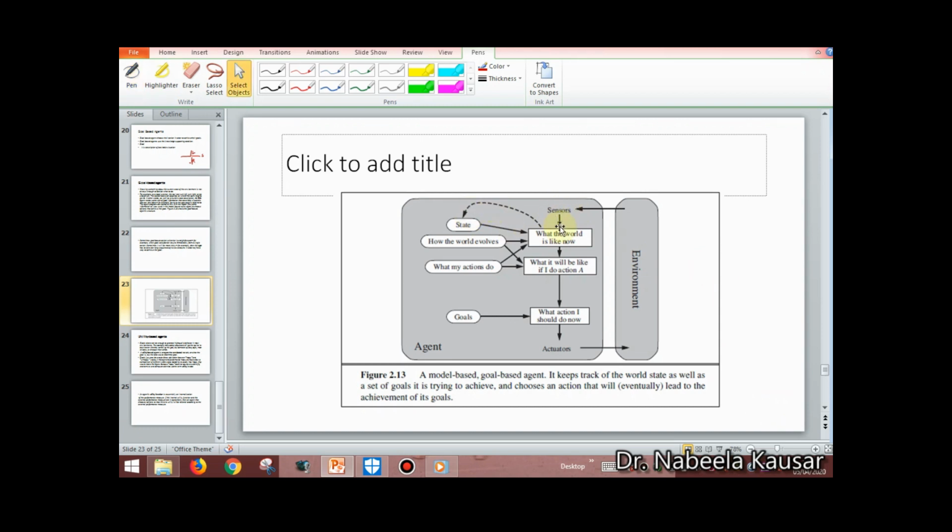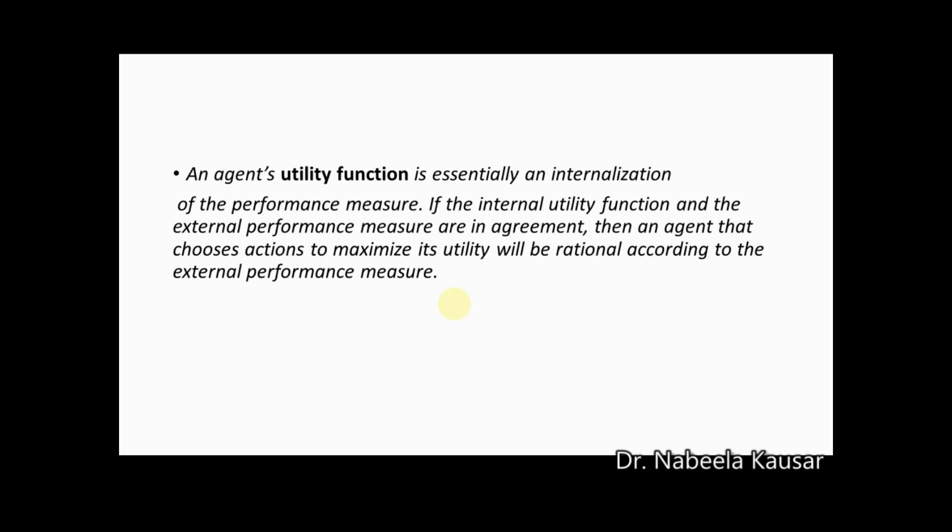The agent takes the percept, or current input from the sensor, and a set of goals it is trying to achieve, and using this it chooses an action that will lead to achievement of the goal. And the best way to achieve a goal is decided using some performance measures. So an agent's utility function is essentially an internalization of the performance measures.